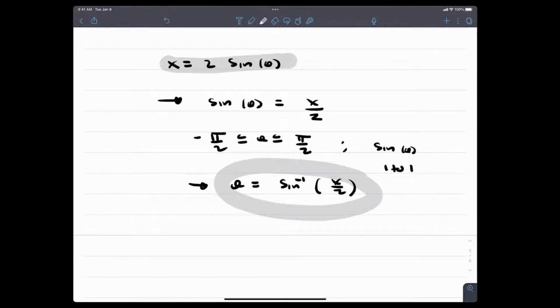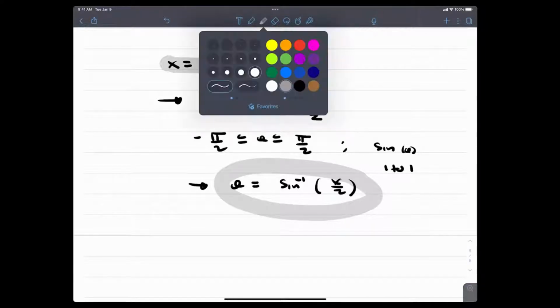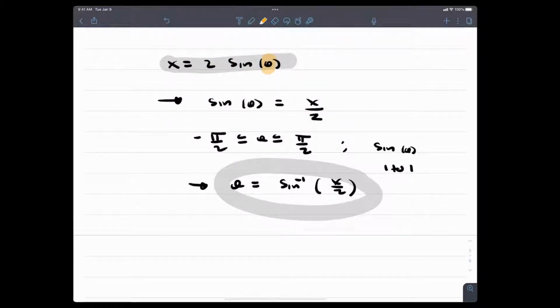We're talking about how to get a hold of theta here. So they're saying, how did you get that theta? That's how we got theta. It's inverse sine of x over 2.